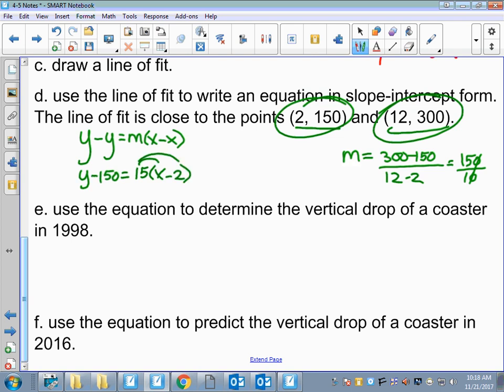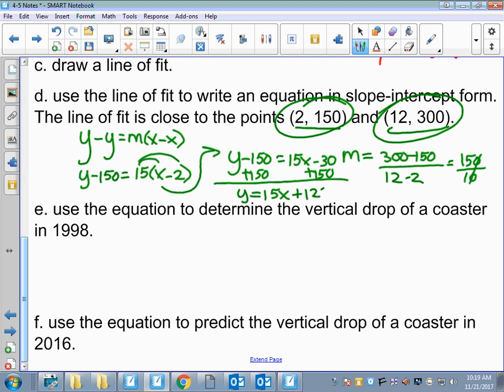Distribute. I'm just going to do that over here. I ran out of room. y minus 150 is equal to 15x minus 30. And I want to put it into slope-intercept form, so I'm going to add 150 to both sides. And so my equation, y equals 15x plus 120.